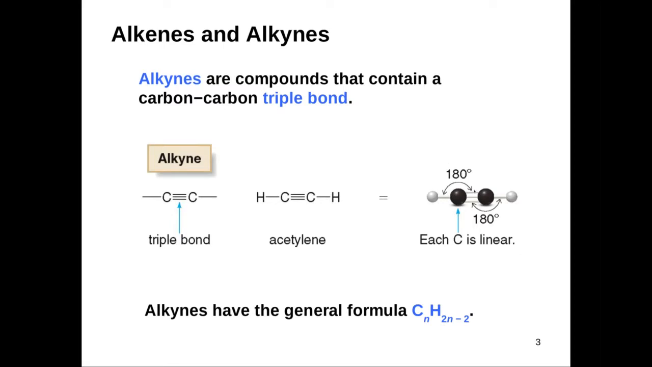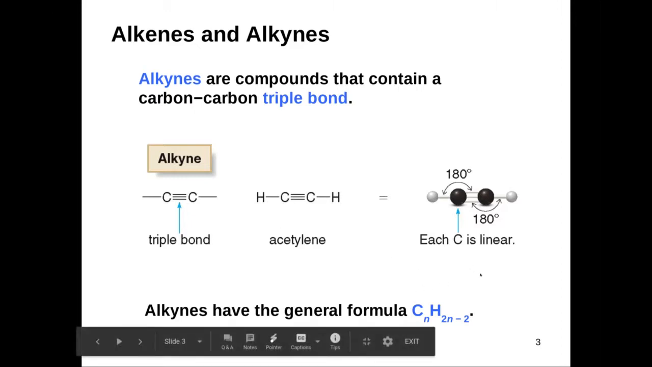Now structurally, because of the triple bond, it has exactly 180-degree angles between bonds here, as you see in this figure. And alkynes have their generalized formula CnH2n minus 2. So in this case, we have acetylene, which is C2. So it'd be C2H, then 2 times 2 is 4, minus 2 is 2. So it's C2H2 for acetylene.